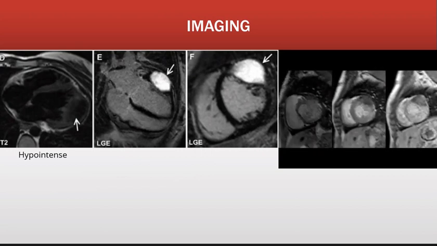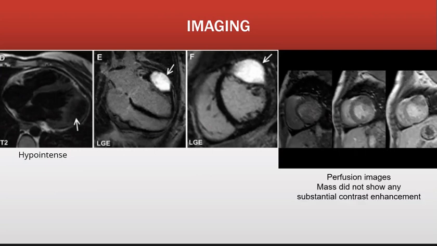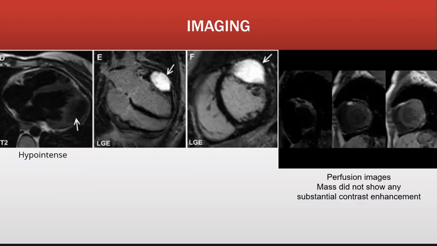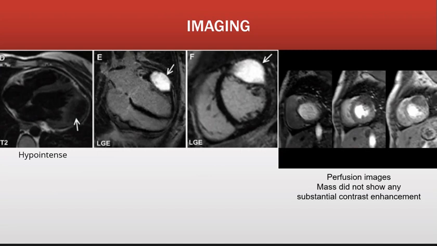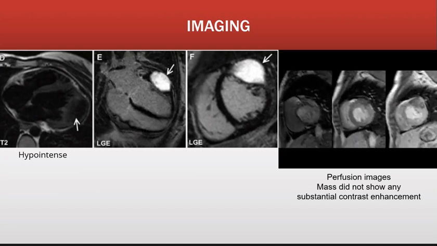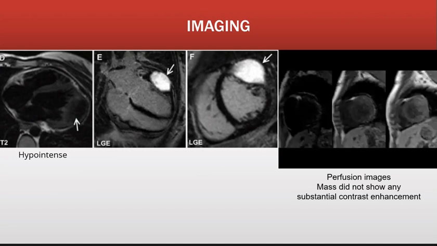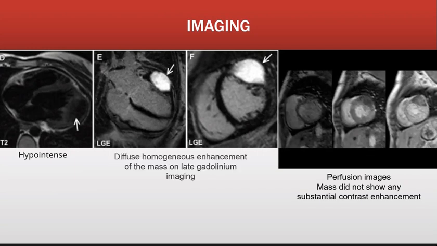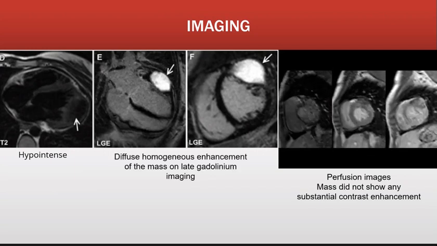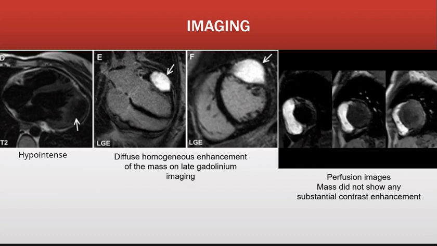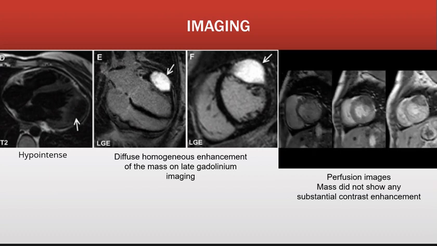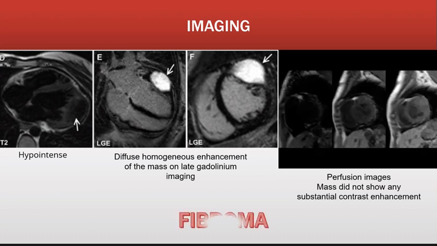On perfusion images, the mass did not show any substantial contrast enhancement with gadolinium-based contrast agent, suggesting avascularity. The most characteristic feature was diffuse homogeneous enhancement of the mass on late gadolinium enhancement images, suggestive of a fibroma, which was confirmed at histologic examination.